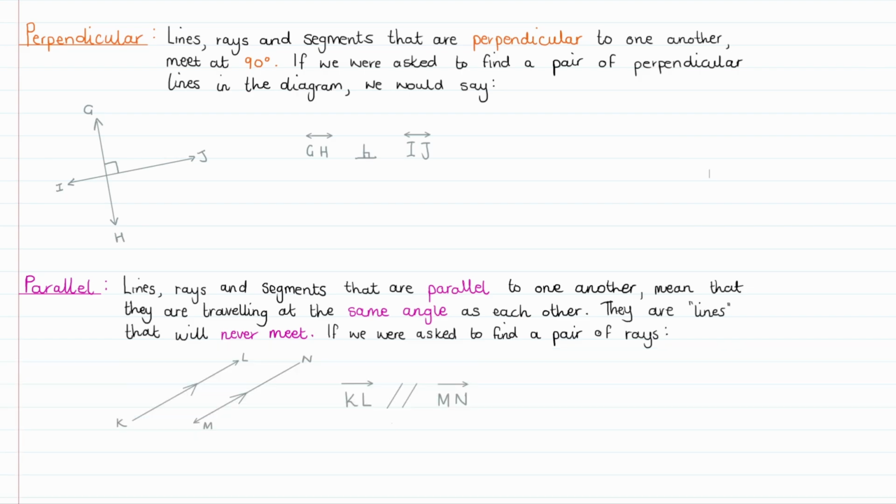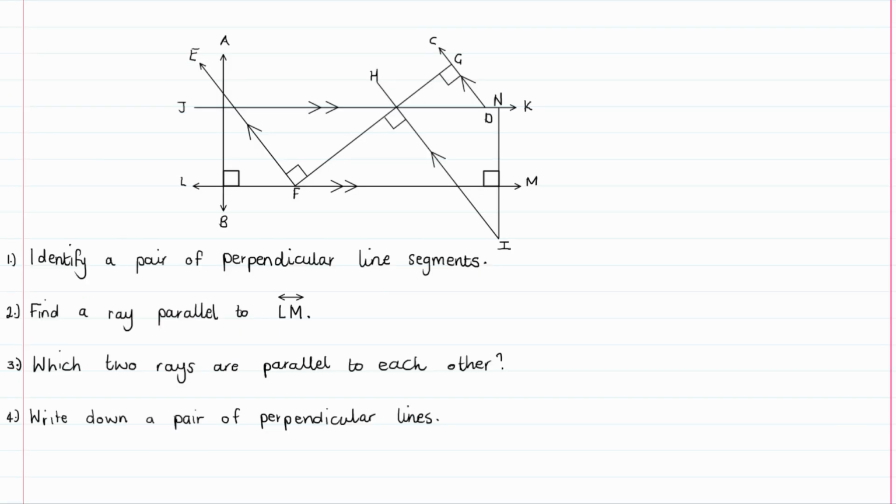If we were asked to find a pair of rays, particularly rays that are parallel, we would say ray KL is parallel to ray MN. And that is how we would write a parallel symbol in an answer. You can be tested on this section by being given a diagram such as the one on the screen. A set of questions could be asked about these lines, rays, and segments. Take a moment to pause the video and try to identify the different lines, rays, and segments based on the questions shown below.